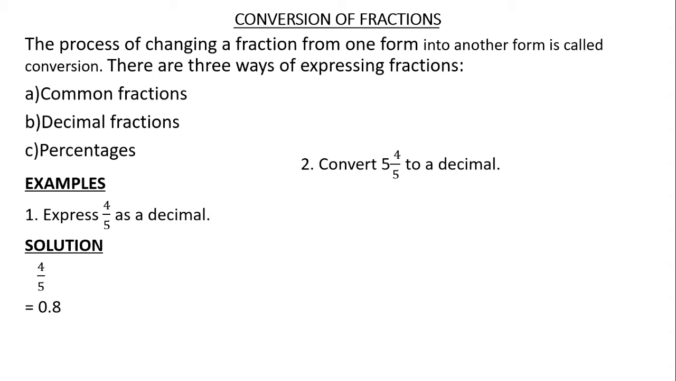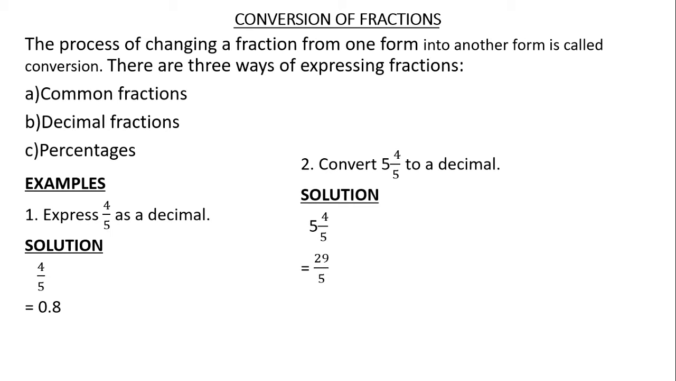We go to the next question. Convert or change 5 whole number 4 over 5 to a decimal. What we are going to do is change that mixed fraction into an improper fraction by multiplying the whole number 5 times the denominator 5 plus the numerator 4 over 5. So 5 times 5 will give us 25. 25 plus 4 will give us 29. So we'll have 29 over 5.